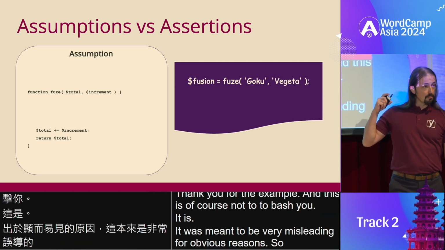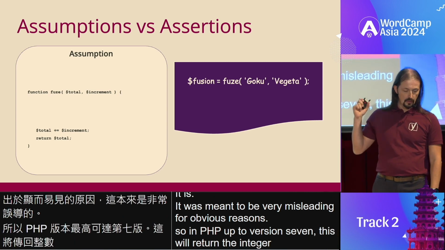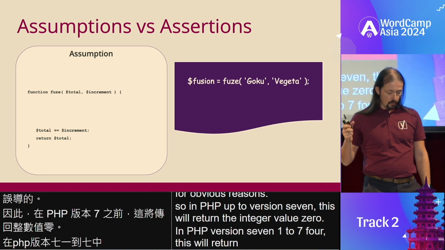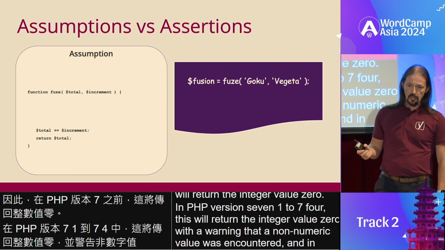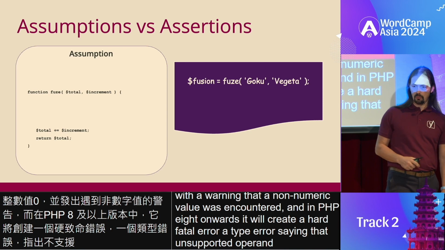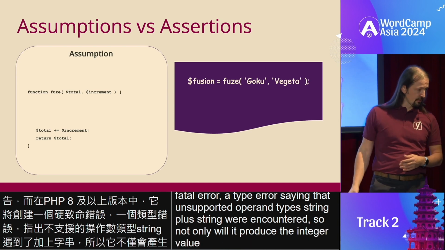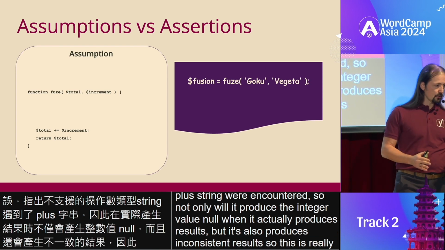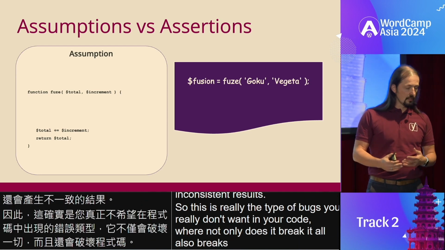So in PHP up to version 7, this will return the integer value 0. In PHP version 7.1 to 7.4, this will return the integer value 0 with a warning that a non-numeric value was encountered. And in PHP 8 onwards, it will create a hard fatal error, a type error, saying that unsupported operand types string plus string were encountered. So not only will it produce the integer value 0 when it actually produces results, but it also produces inconsistent results. So this is really the type of bugs you really don't want in your code, where not only does it break, it also breaks contextually, depending on where you run it.